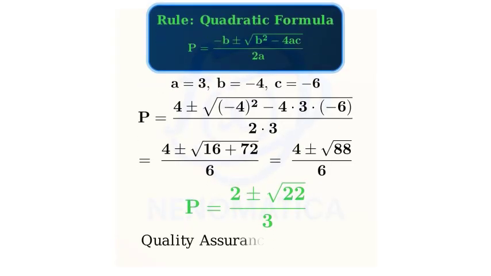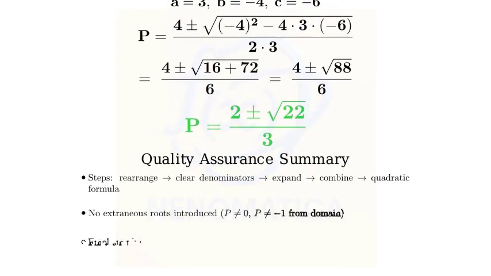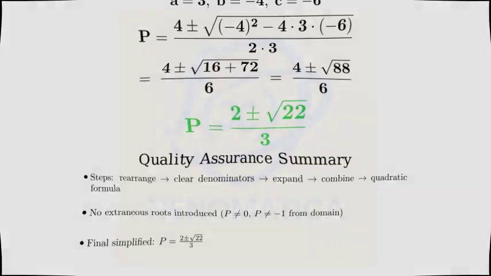Quick quality check. All algebraic steps follow directly from rearrangement, clearing denominators, expansion, combining like terms, and the quadratic formula. The final expression is simplified by factoring the common factor 2 inside the numerator.